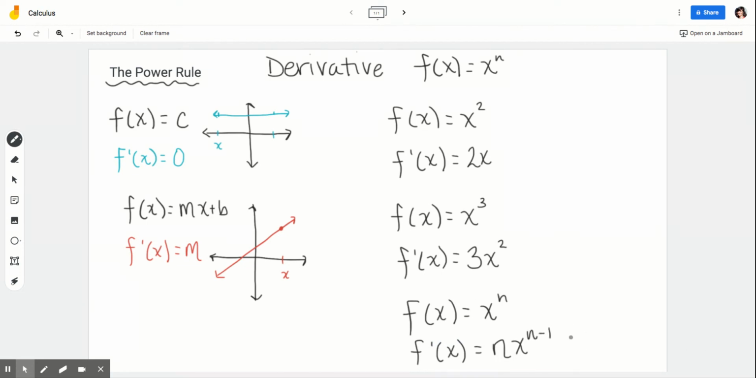Now, of course, functions get far more complicated than this. Maybe there are coefficients, maybe there are other terms. There's other rules that you would need in order to find those derivatives.